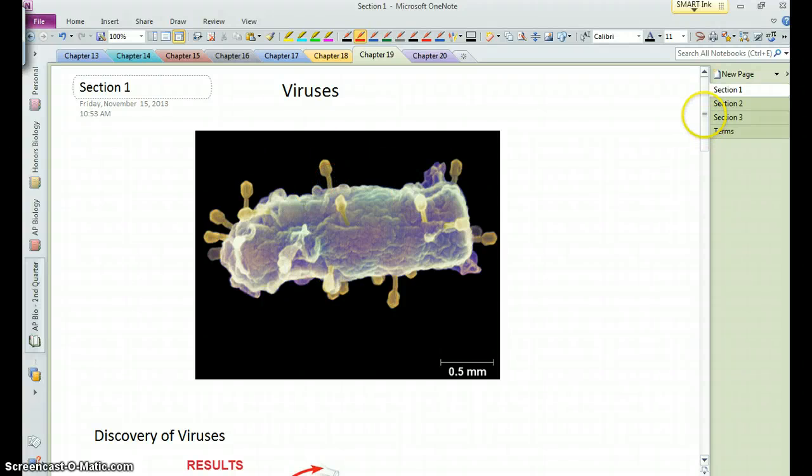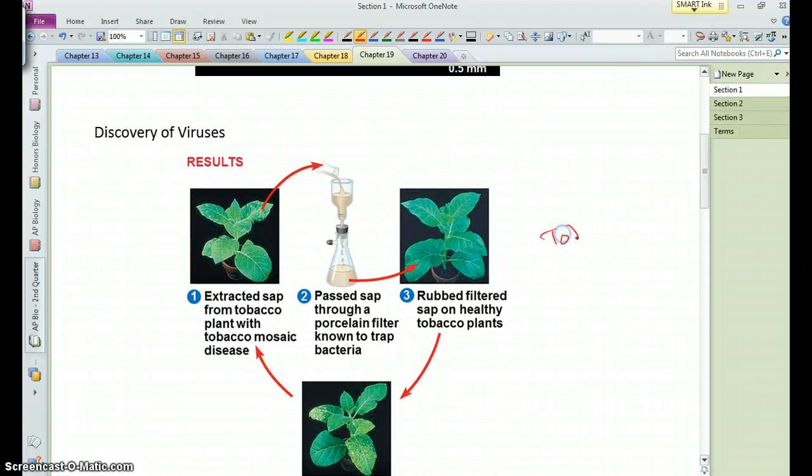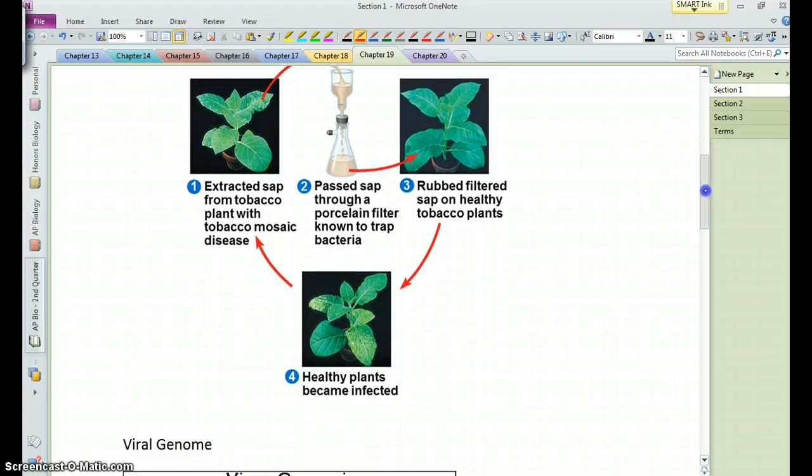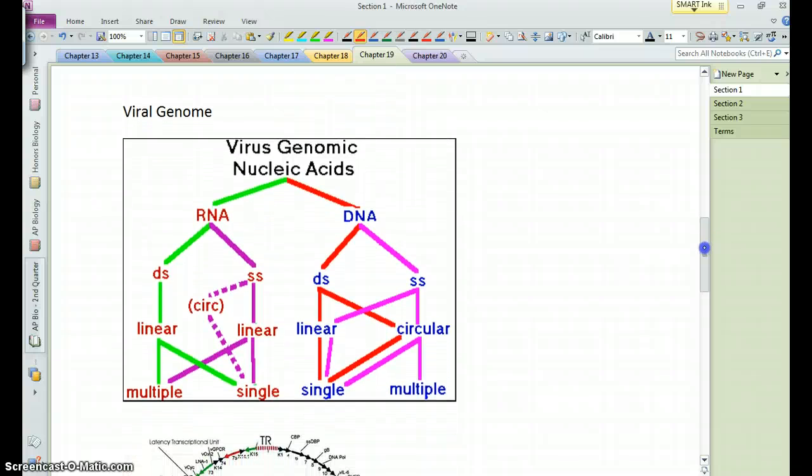First one discovered was tobacco mosaic virus, and it causes this mottled appearance of the leaves and stunts their growth. But when an extract from one of these infected plants was run through a filter that would normally remove bacteria, the liquid that went through the filter, when applied to a healthy plant, would cause an infection. So it appeared this disease was caused by something even smaller and simpler than a bacterium. And as we know now, it turned out to be a virus.